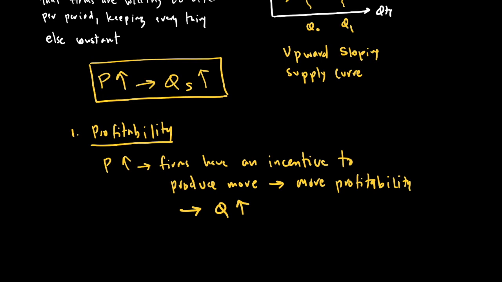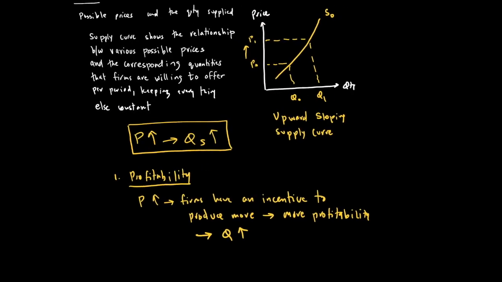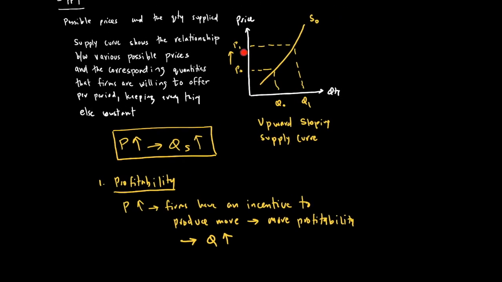So one reason why a higher price leads to higher quantity supplied would be because firms have an incentive to produce more because of the possibility of more profits, and that's why they will produce more, leading to what we call an upward sloping supply curve, where higher price leads to higher profits and therefore higher production or quantity supplied.